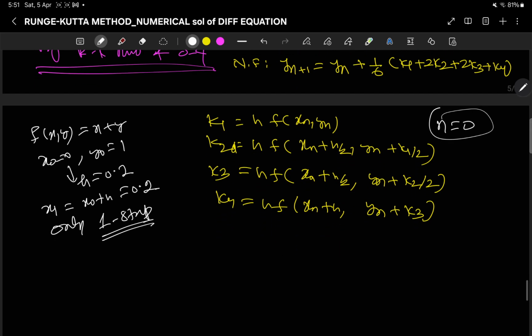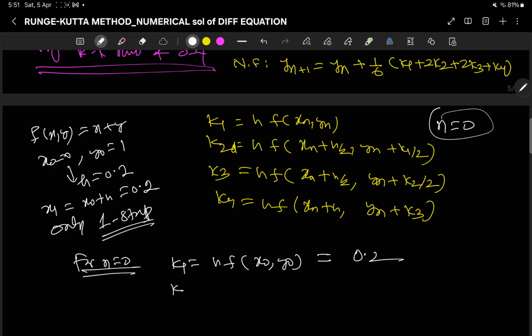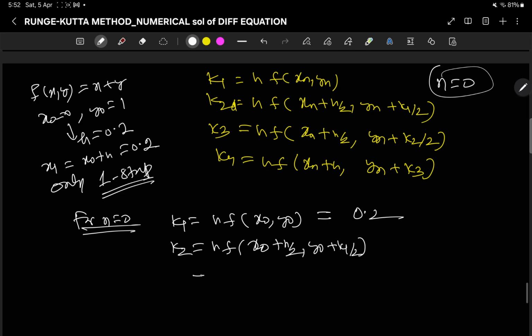Okay, so for n is equal to 0, k1 is equal to hf(x0, y0), as we did it, it is 0.2, and k2 is equal to hf(x0 plus h by 2, y0 plus k1 by 2). If you simplify it, it will be hf(0.1, 1.1), and it is 0.2 into (0.1 plus 1.1), it is 0.24.